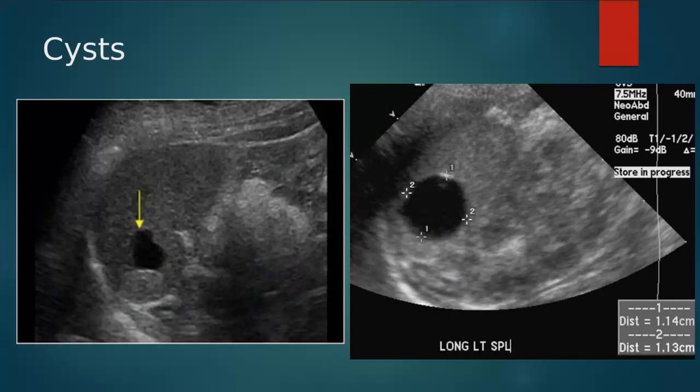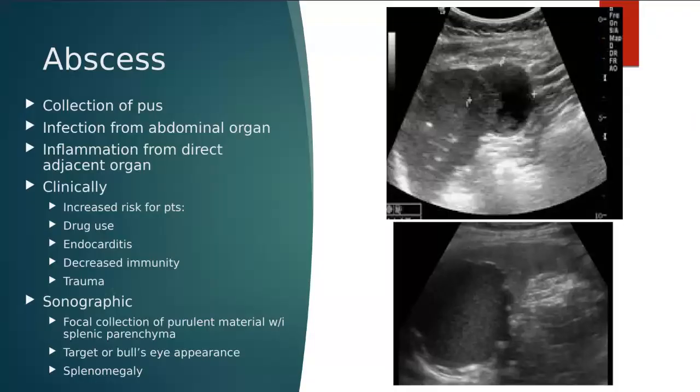Next, we have cysts. So like any cyst located in the body: round, anechoic, posterior enhancement, clear borders, benign finding, asymptomatic, nothing really new here. And moving right along, abscess. Again, we've talked about abscesses in every organ so far, so it's a collection of infected pus.